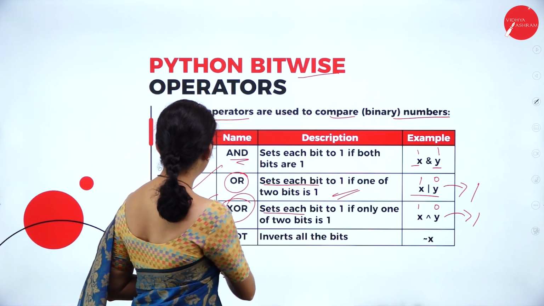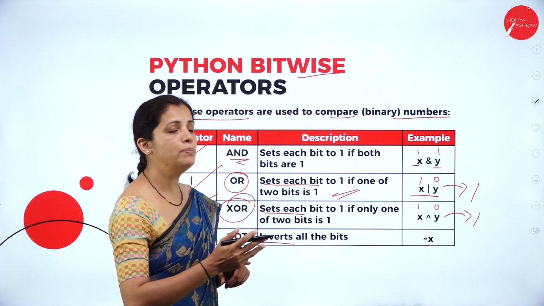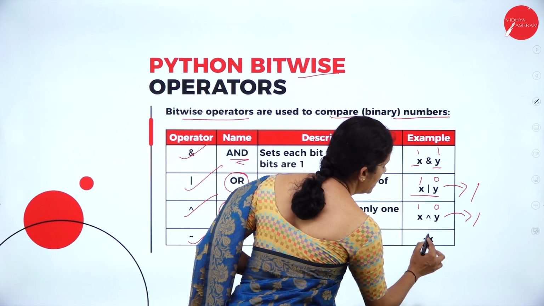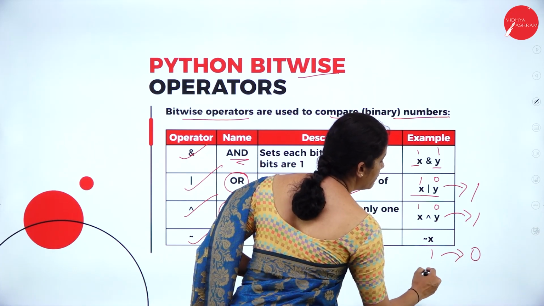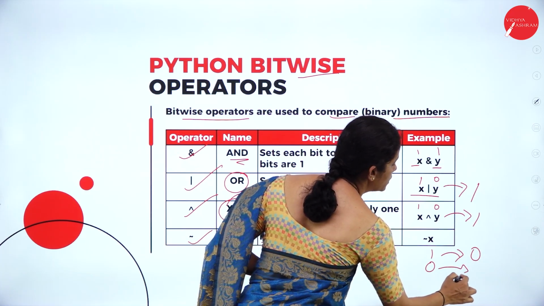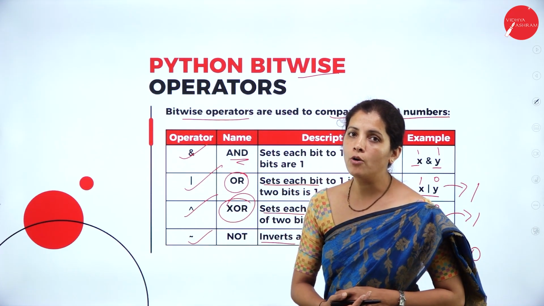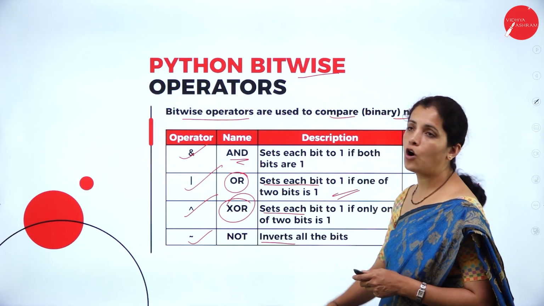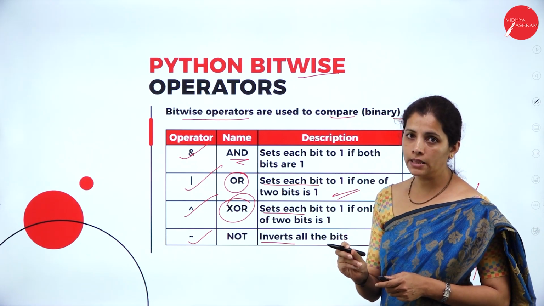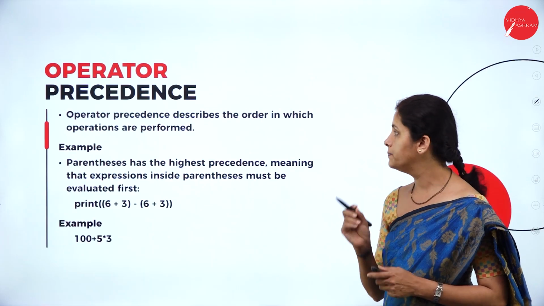1. And NOT inverts all the bits. It complements. For example, if X is 1, what is the output I am getting? 0. If X is 0, what is the output I am getting? The output is 1. To perform bitwise operations, we have bitwise operators. A bit is nothing but a binary digit, that is 0 and 1.